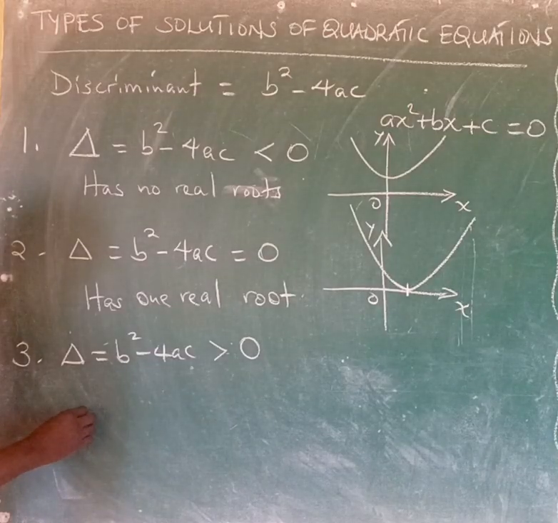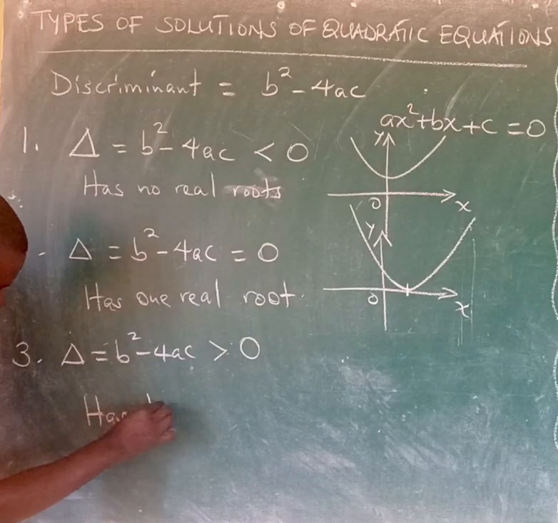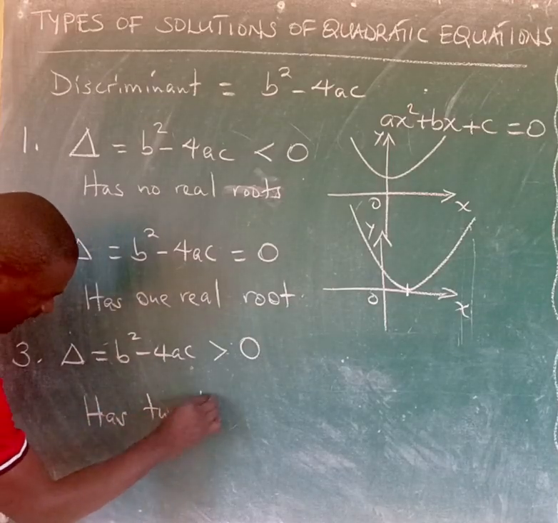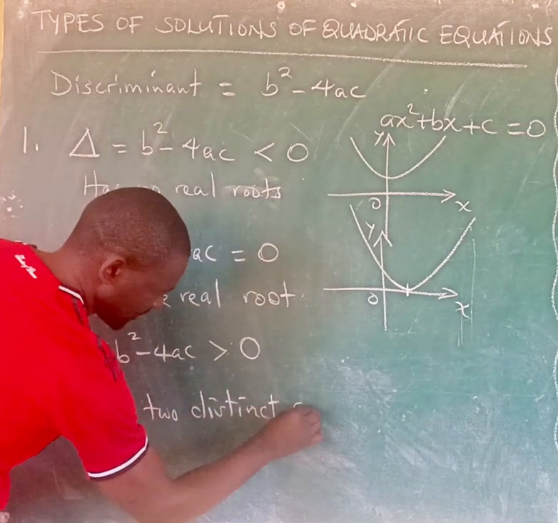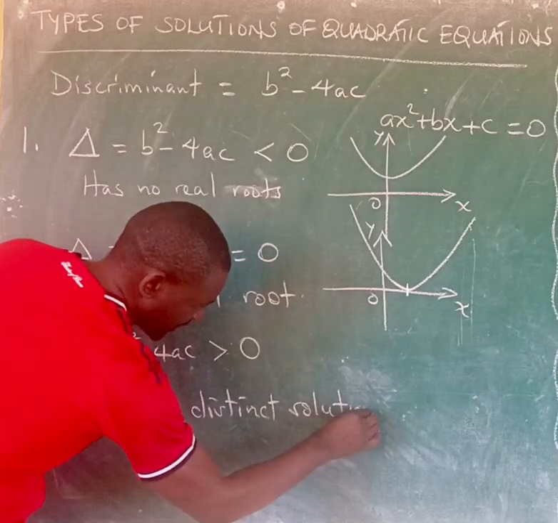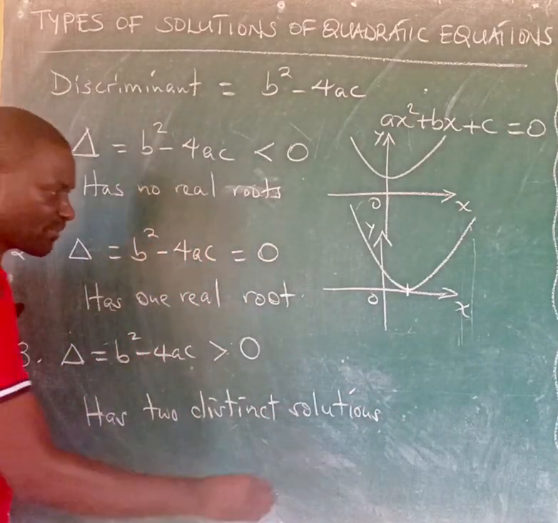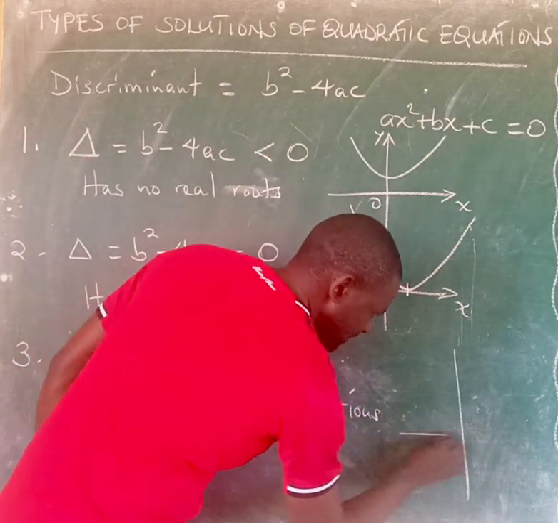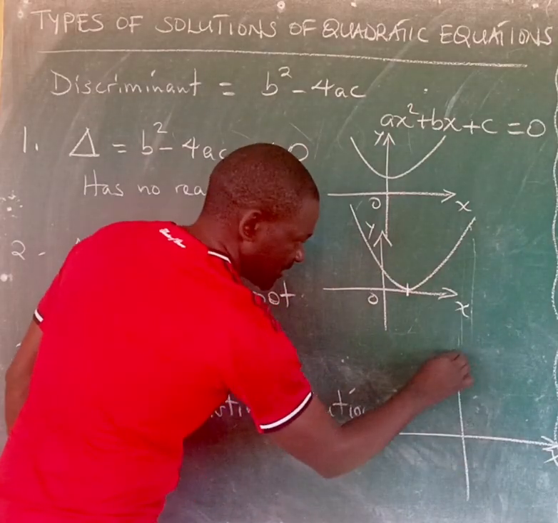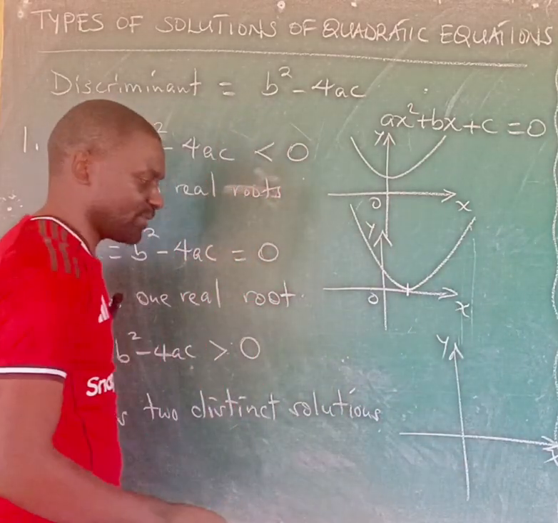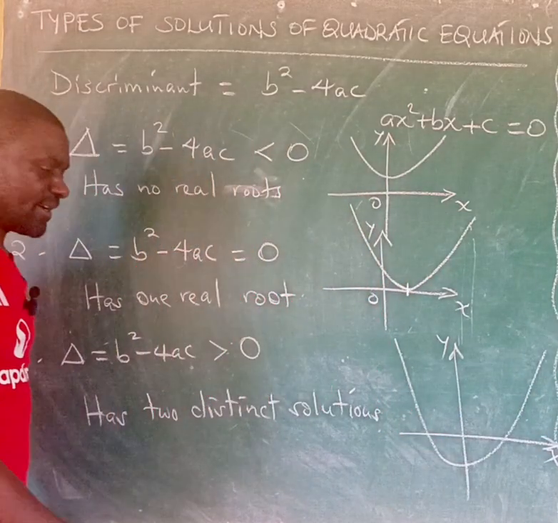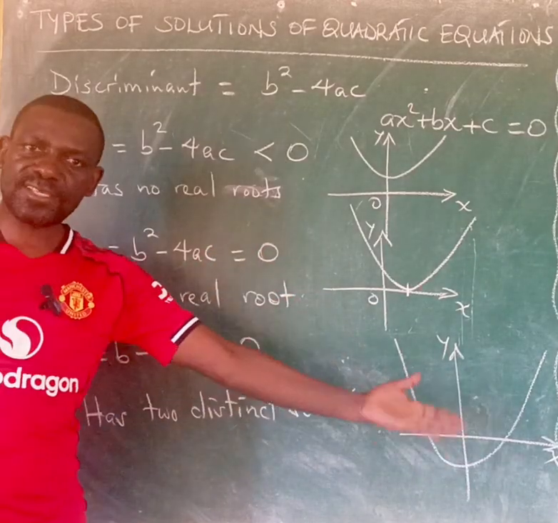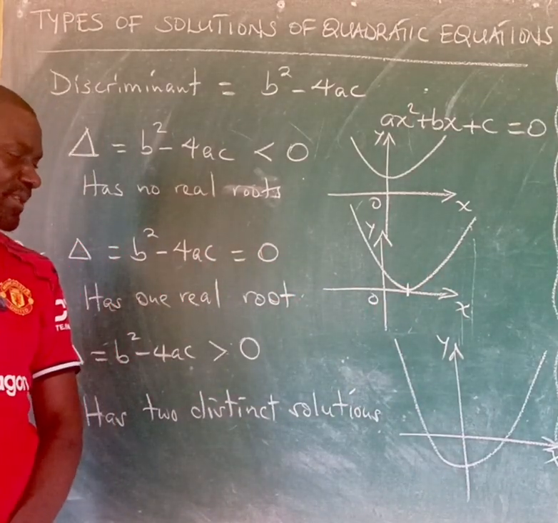Now, in this case, it means it will have two distinct solutions or roots. So there will be two roots, but the two roots will be different. So this is the situation. If you are to plot it, it will just be like this. So this is the kind of function that will cut across the x-axis at 2 points.